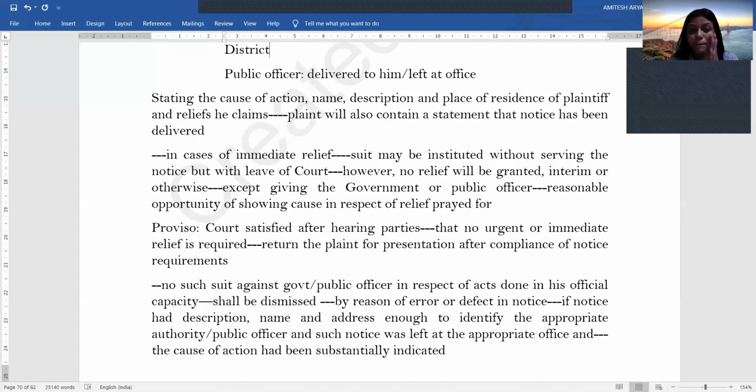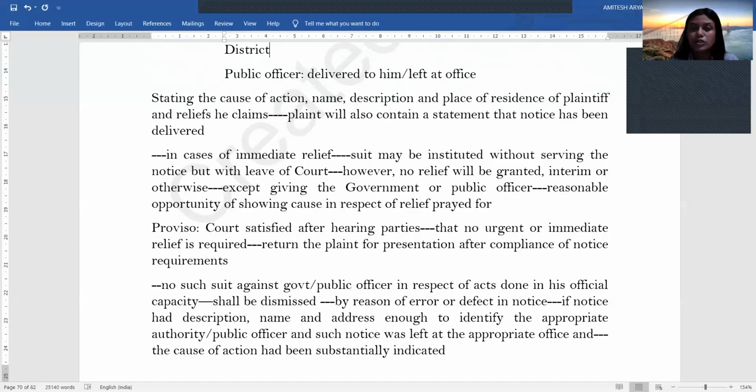However, this notice is a mandatory provision. Without this notice, no suit can be instituted. However, if there is a case where there is a need of immediate relief, then the suit may be instituted without serving this, but the court will see whether such urgent immediate relief has to be granted, and whether this can be done without giving the government or the public officer reasonable time, or the 2 months period. Now here, if the court, after hearing the parties, feels that there is no need of immediate or urgent relief, it will return the plaint for proper presentation.